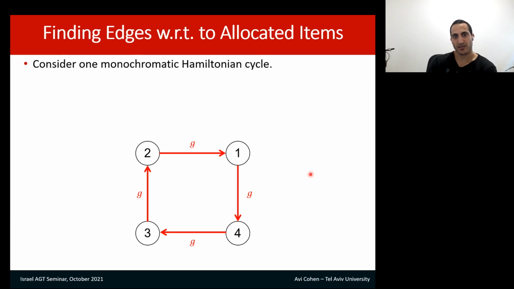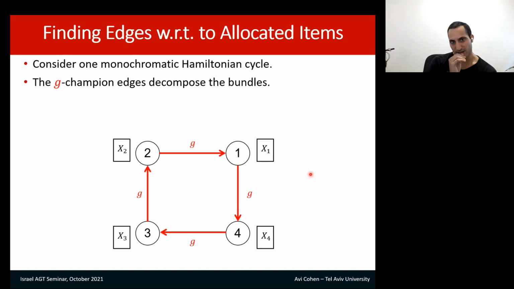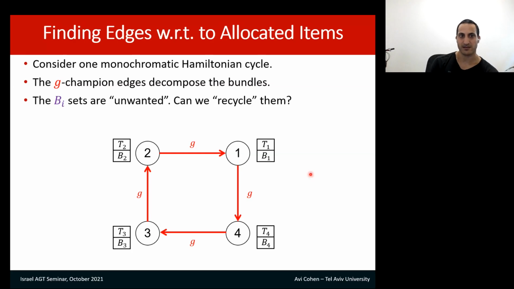So let's focus on a single monochromatic Hamiltonian cycle. Let's say the good G, or G1, just to avoid having the subscript 1 all the time, so we just call it G, the red good. Okay, consider just this cycle. The champion edges, by the observation we had, decompose the bundle into top and bottom half, where the bottoms, the B_i's, are unwanted sets, the items that the champion doesn't want to get. So can we recycle these sets?